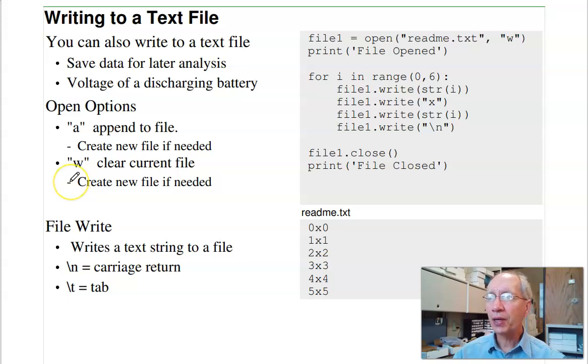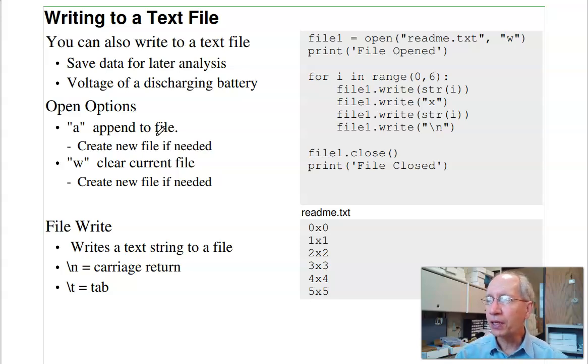Next thing to look at is writing to a text file. Now you can also write to text files. What that does for you is you can save your data for later analysis, such as what's the voltage of a discharging battery. When you write to a text file, the options you can use are A and W. A will append to the old file, so you don't lose your old data. W clears out the old file and starts over.